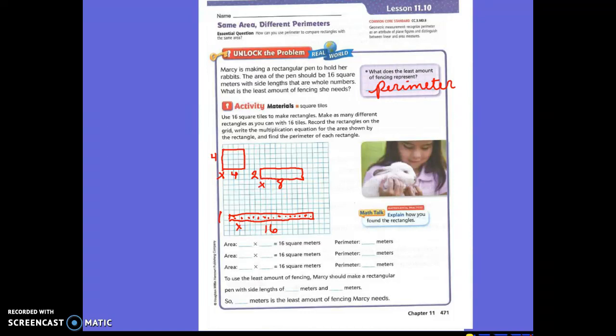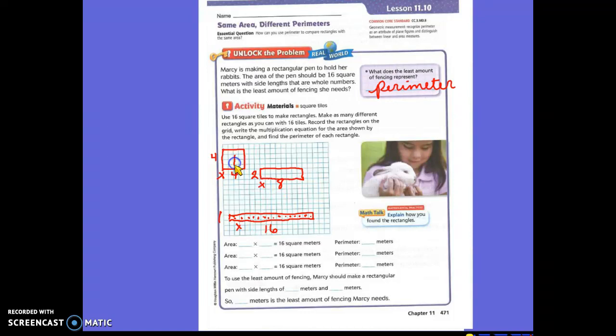No. 3 times 6 is what? 18. Not 16. No, 10 times 6 is 60. Not 16. There's no other way. There's no other ways. So now, let's fill out this.